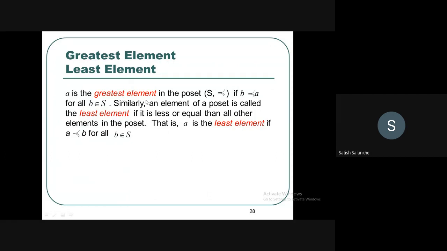A is the greatest element in the poset if B is related to A for all B belonging to S. That means if all B are related to this A, then we say it is the greatest element. If you have at least one B which is not related with A, then A cannot become the greatest element. Similarly, an element of a poset is called the least element if it is less than or equal to all other elements in the poset. Least element.